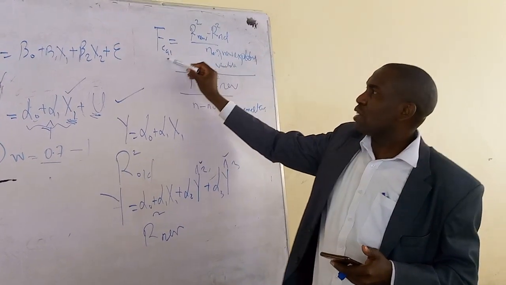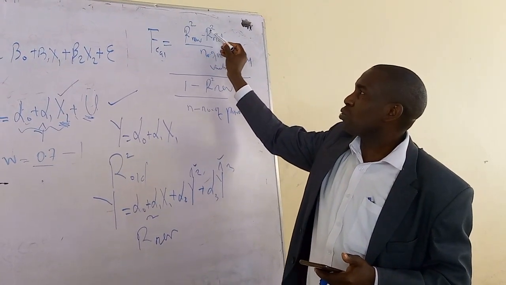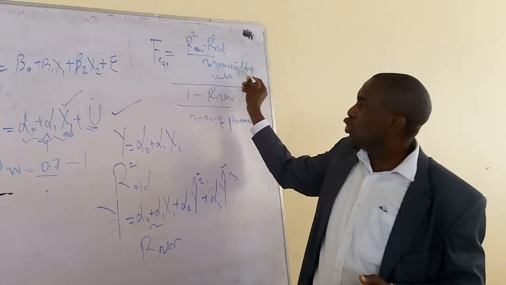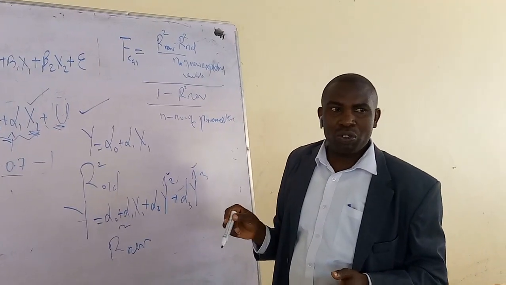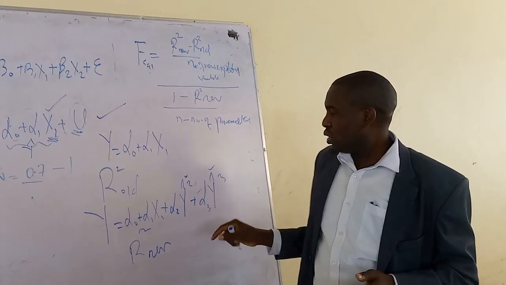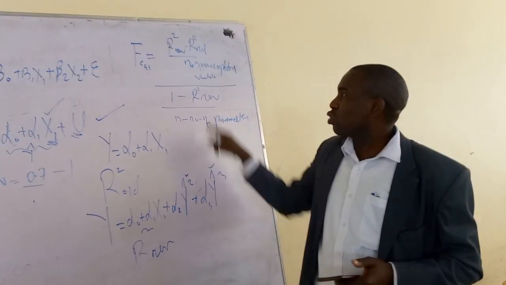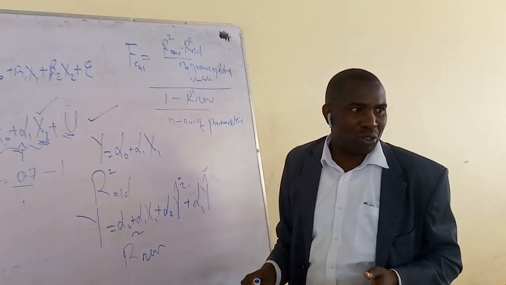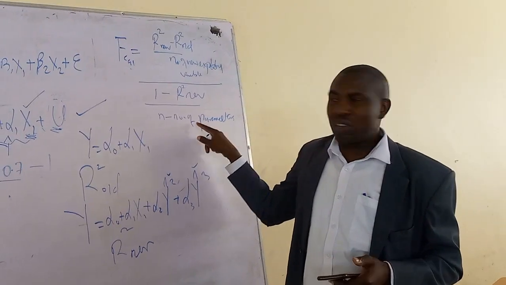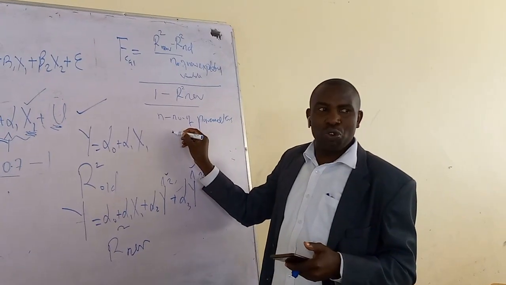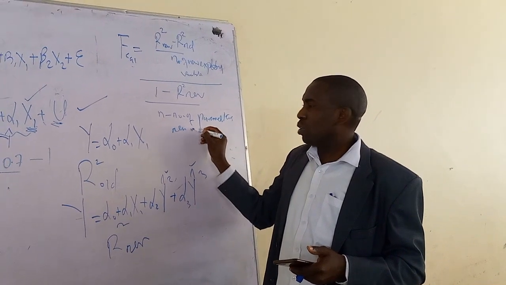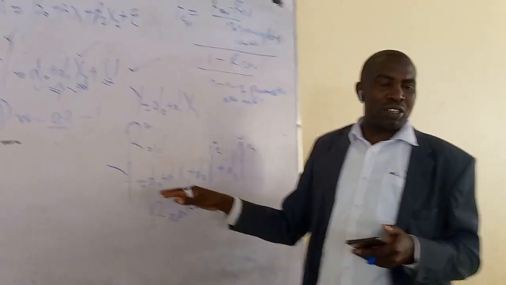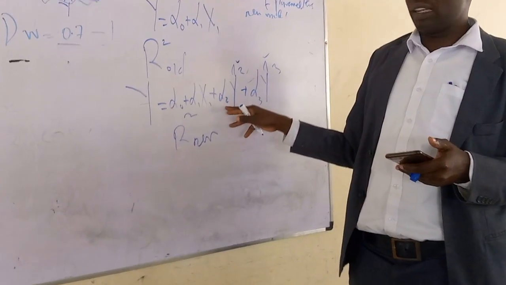So how are we doing it? F calculated equals R squared new minus R squared old over the number of new explanatory variables. What can you say about the new explanatory variables? There are 2: this one and this one. What about n? You'll be given the number of observations you had. Then what about the number of parameters? This is the number of parameters in the new model. In this case, the number of parameters in the new model is 1, 2, 3.